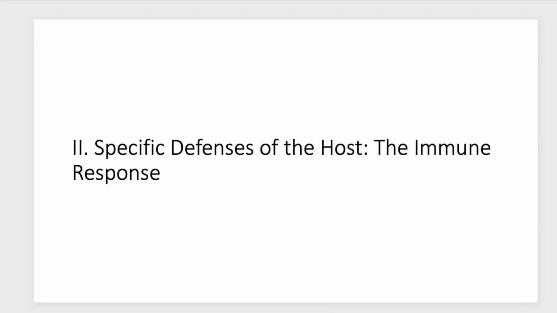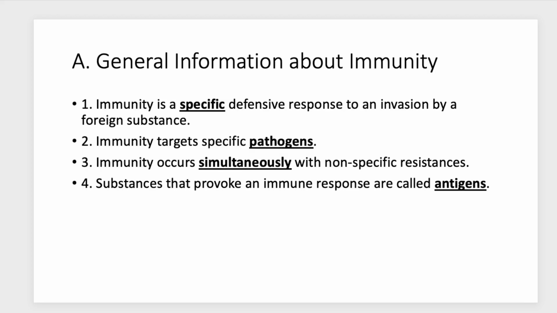Now that brings us to the specific defenses of the immune system. Just some general information here. We'd say immunity is a specific defensive response to an invasion by a foreign substance. So immunity targets specific pathogens, and we'll look at how it does this. This is going to occur simultaneously with our non-specific responses. While those non-specific responses are happening, our immunity is also triggered to start specifically targeting pathogens rather than just these broad general mechanisms.